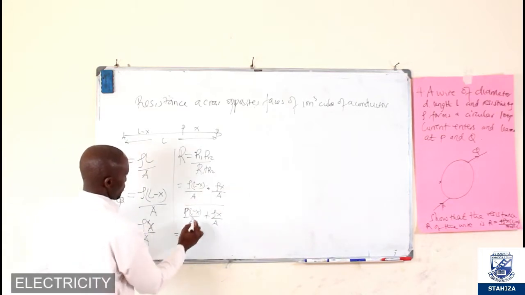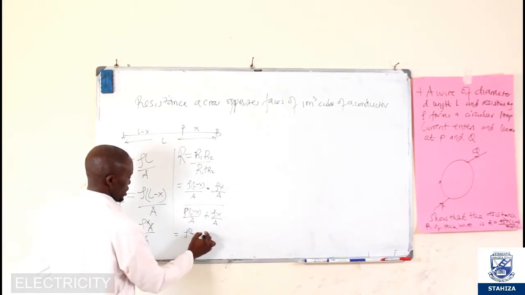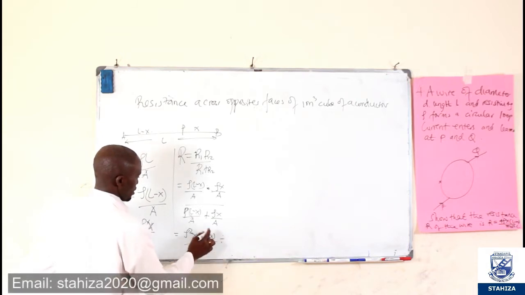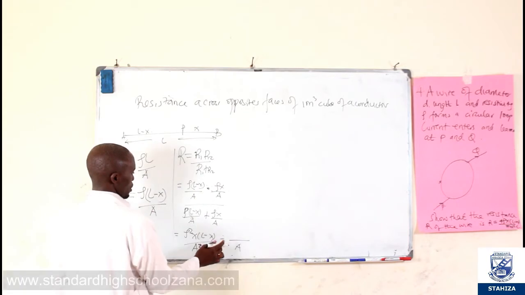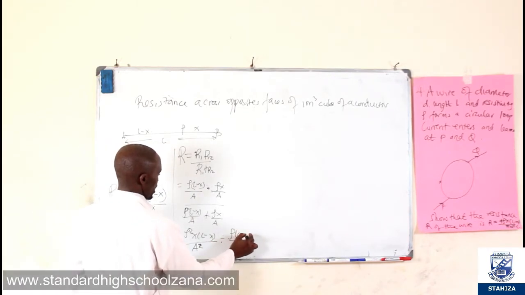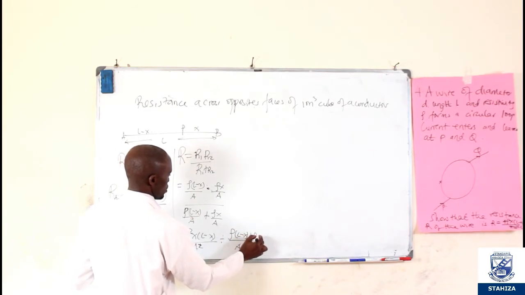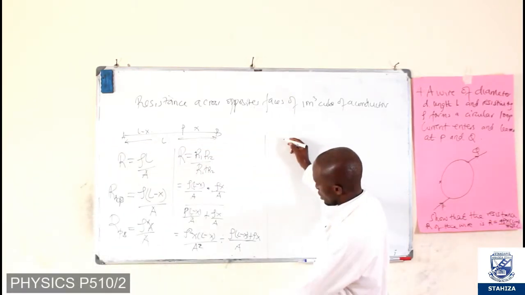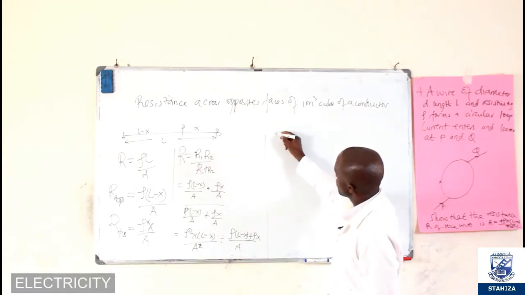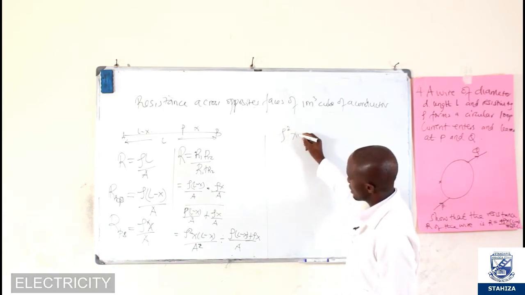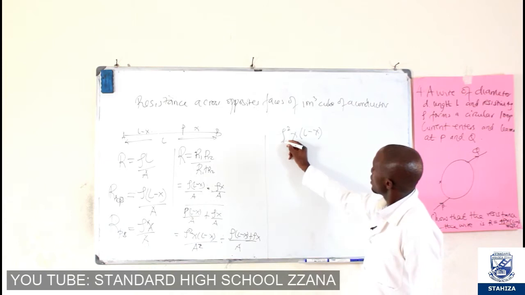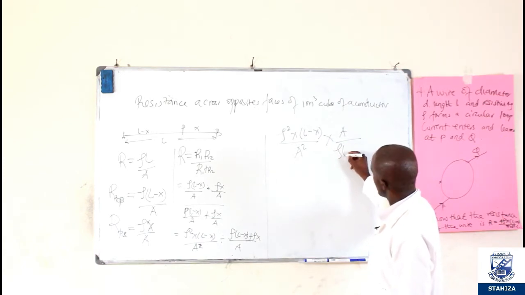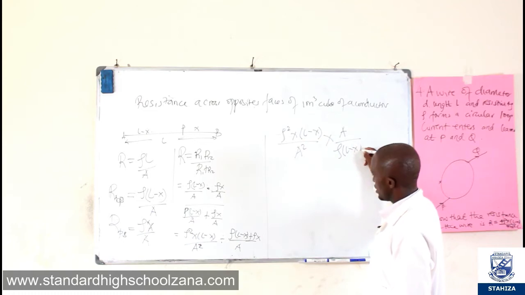This gives us the product, rho squared X into L minus X out of A squared, then divided by the LCM, which is A, so that will be rho into L minus X plus rho X. Then from this, we take the multiplication sign and take the reciprocal. We shall get rho squared X into L minus X out of A squared, times A out of rho into L minus X plus X.